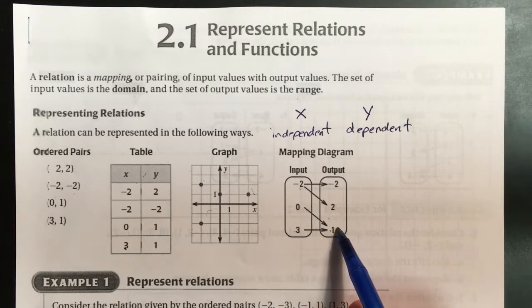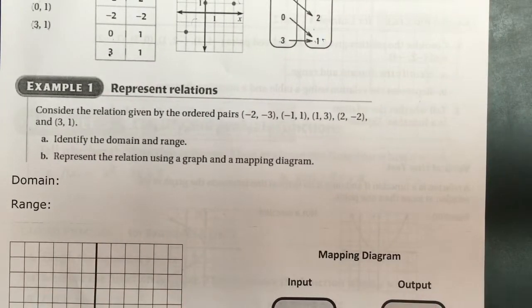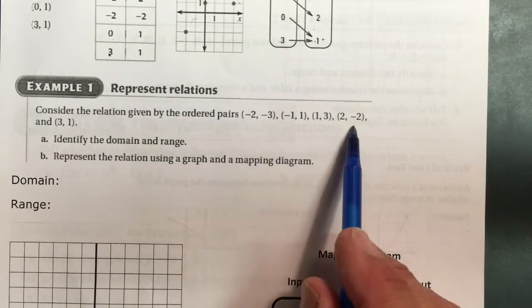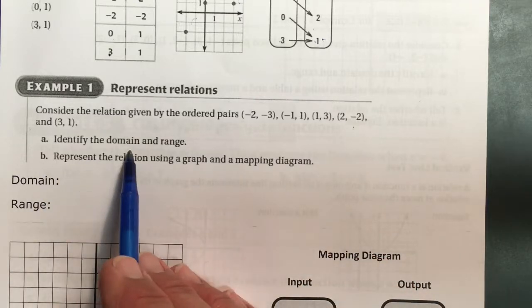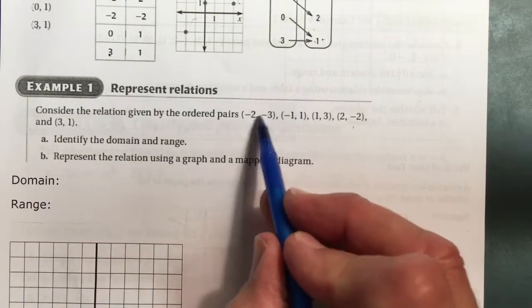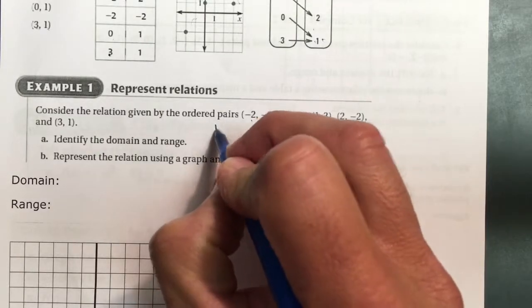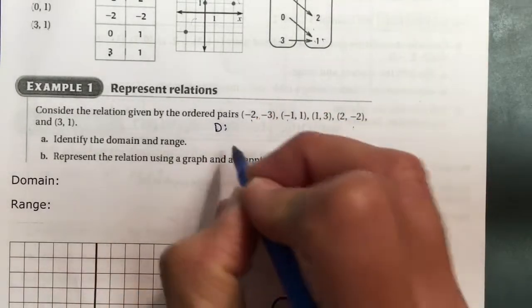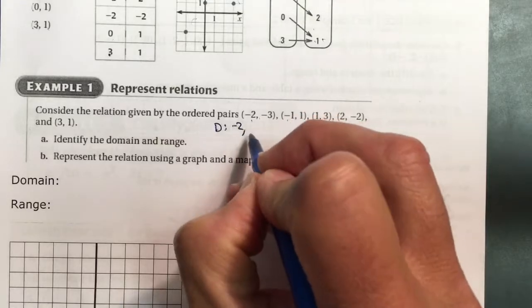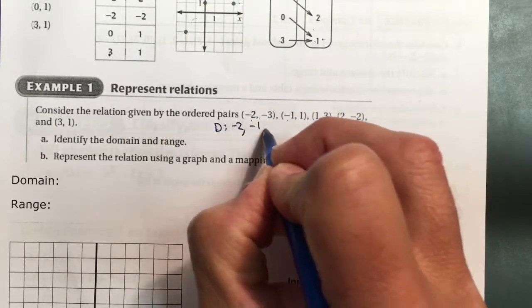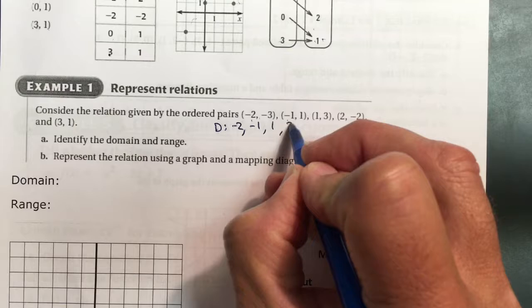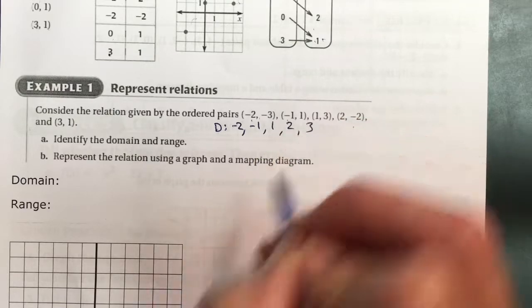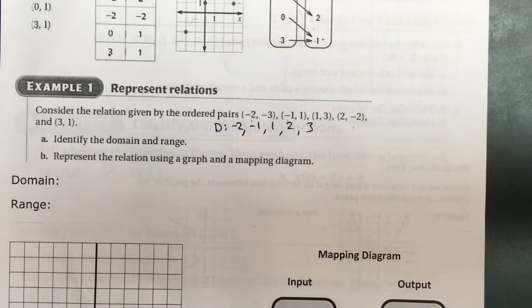Okay. All right, so example 1. Consider the relation given by the ordered pairs listed here. Identify the domain and range. So, well, the domain are all the X values. So that's the first number, of course. So, I love my abbreviation. So D for domain: -2, -1, 1, 2, and 3. And yeah, ideally they should be in order as far as from smallest to largest.